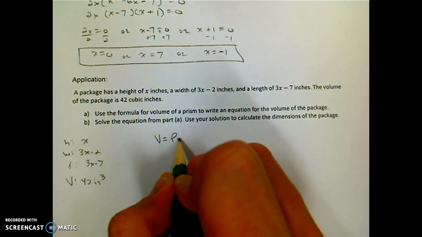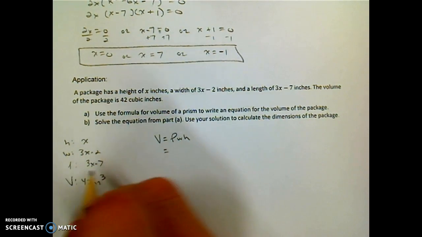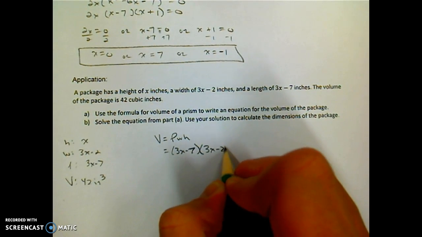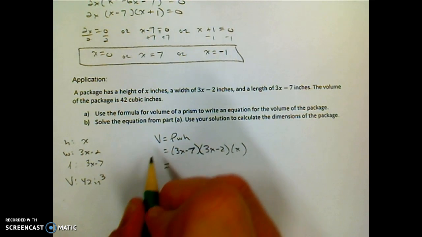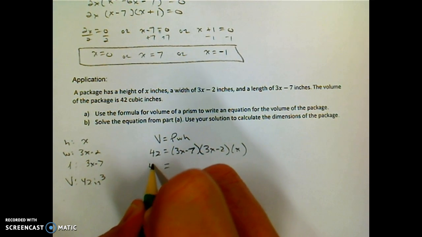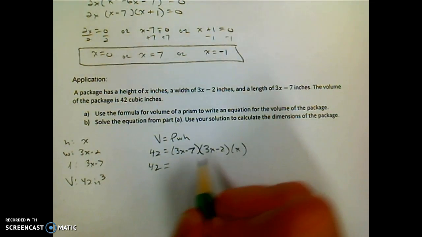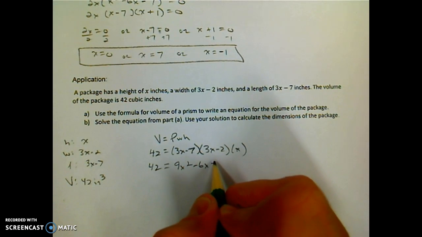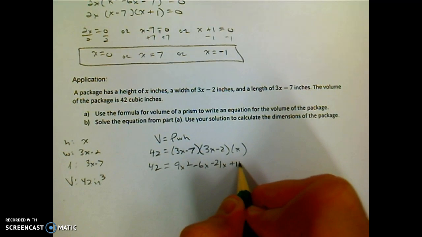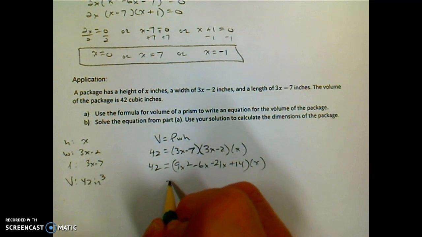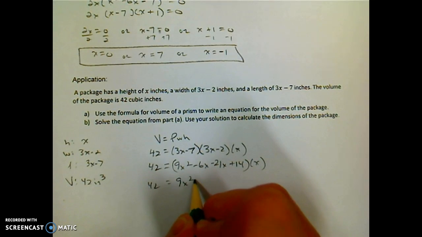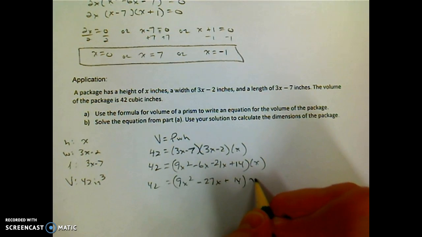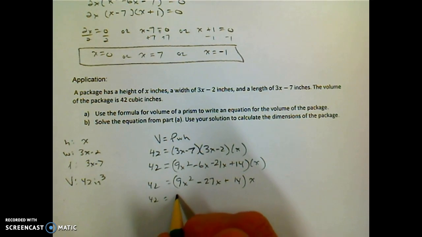Formula for volume of a prism. Length times width times height. So that's 3x minus 7 times 3x minus 2 times x. My volume is given as 42 cubic inches. So let's multiply these two binomials together. 9x squared minus 6x minus 21x plus 14. Combining like terms, 9x squared minus 27x plus 14. And then I've got an x that I've got to multiply in as well.